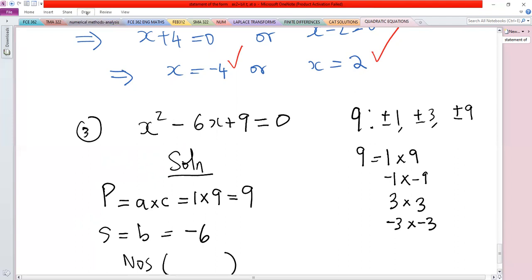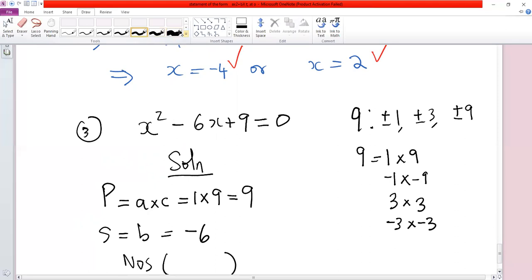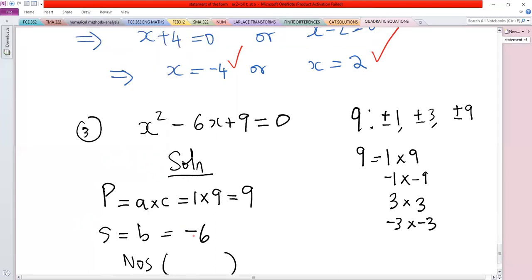And then from each of these pairs, eliminate those that don't give you the given sum. So 1 plus 9 is 10, so it cannot be the sum minus 6. Minus 1 plus minus 9 is minus 10. 3 plus 3 is positive 6. Minus 3 plus minus 3 is what gives me minus 6. So therefore the numbers are minus 3 and minus 3.